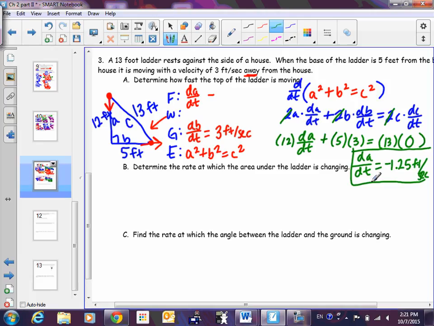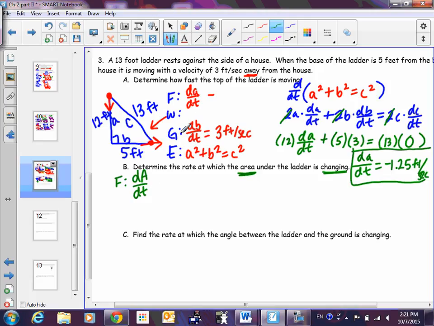Okay, we're going to end today with this part B. We won't get to the part C yet. Part B says determine the rate at which the area is changing. What are they asking us to find now? Derivative of area, and I'm going to use big A for area.